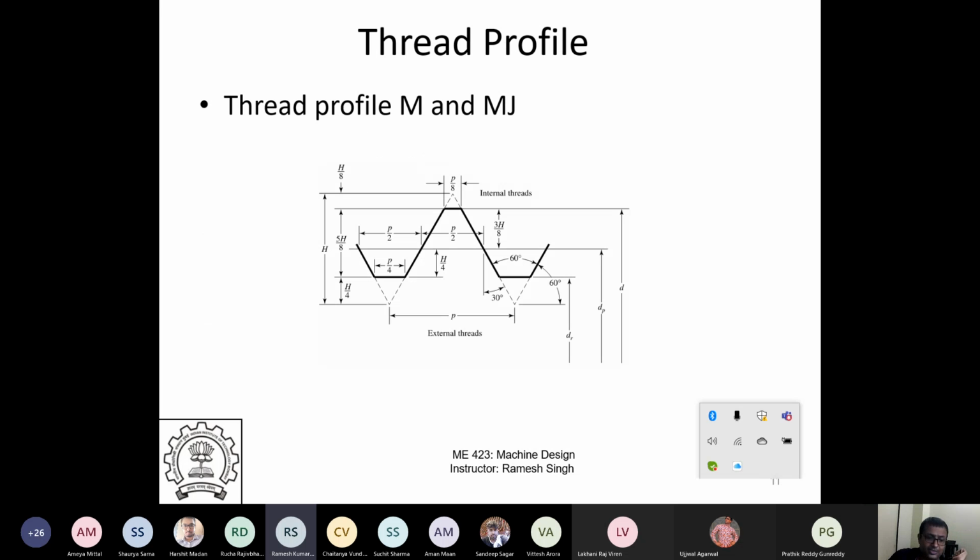Now this is how the thread profile looks. If you have MJ, then they would have a larger root radius. So it is shown sharp. Let me make a disclaimer here: it is shown sharp here, but it will not be sharp. There will be some root radius here. Of course, the normal one will have a low radius, and if you take MJ, then there will be a larger root radius. And if this radius is large, you will have a larger fatigue life because the stress concentrations will be lower.